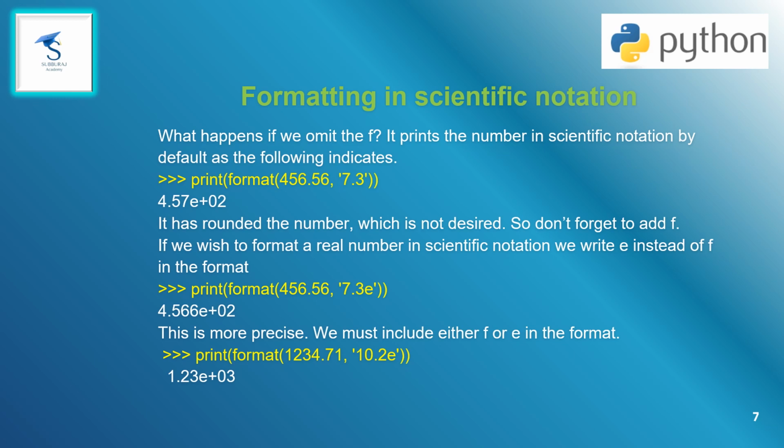If you want to format a real number in scientific notation, we write E instead of the F in the format. There we are saying 1.3F. Here you say 1.3E. So now once you say that, you get a correct output: 4.566E plus 02. This is more precise than the previous one. So we must include either F or E when you give the format.